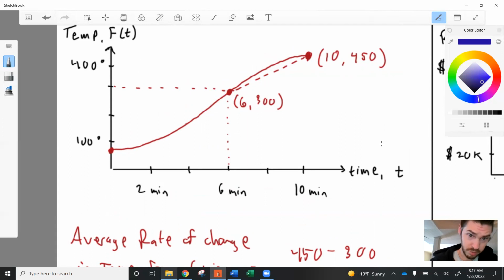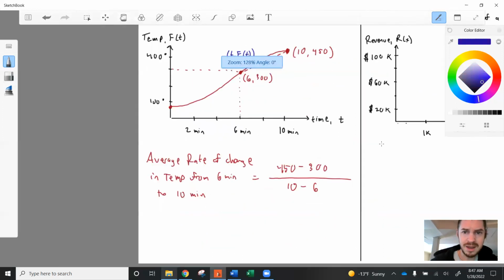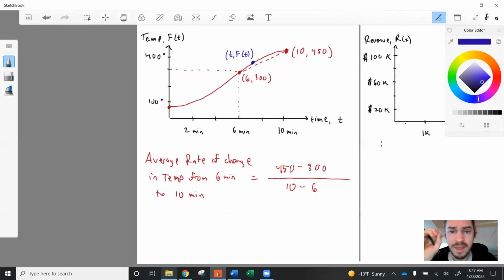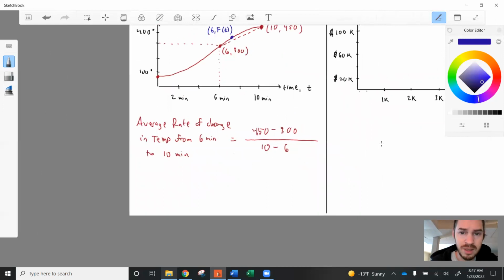So let's plot a point here and call it the point t, f of t. It's a point on the graph, okay. And what we're going to do is calculate the secant slope, and we're going to get a formula in terms of t, right? So it would look like this. I'll write it out.